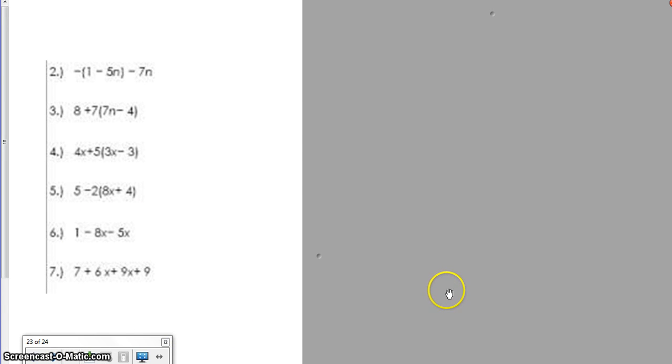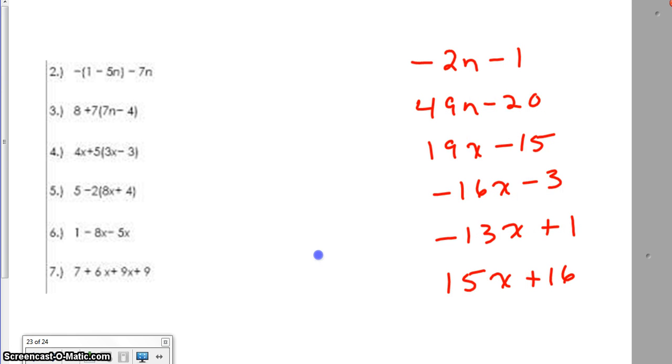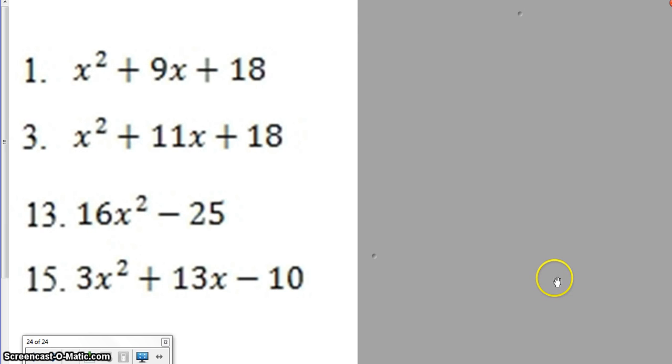All right, here's some operations with polynomials. And finally, here's some factoring. The first two are common sense factoring. The third one, which is number 13, is the difference of perfect squares. You've got to be able to recognize that. And then the last one, of course, is tic-tac-toe.